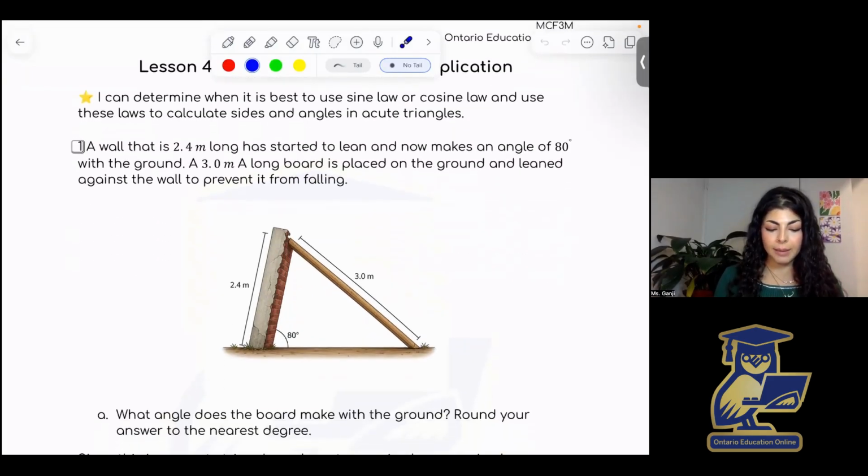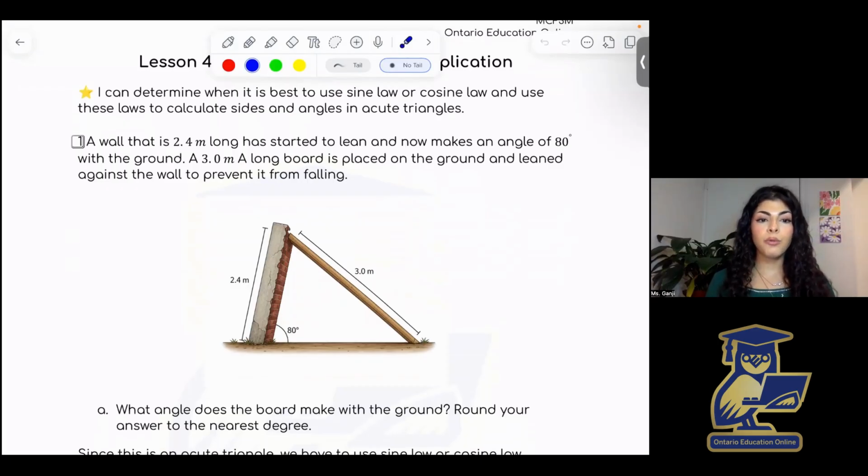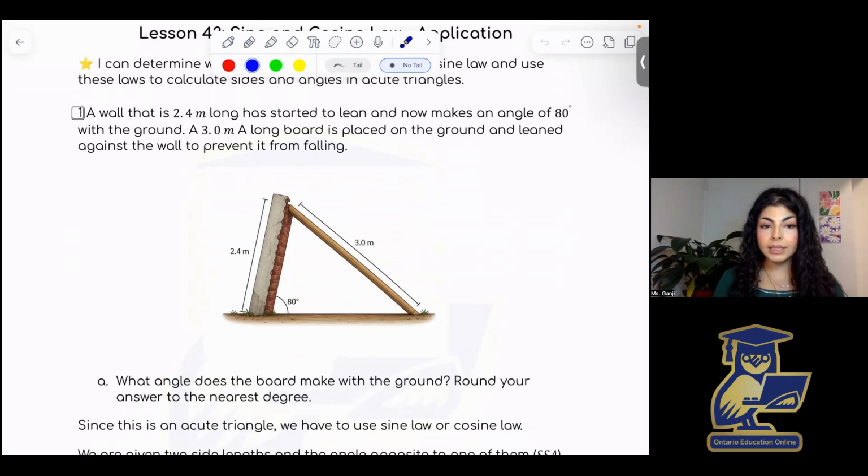So for the first example, a wall is 2.4 meters long and it has started to lean and now makes an angle of 80 degrees with the ground. A 3 meter long board is placed on the ground and leaned against the wall to prevent it from falling. And that's exactly what we see in this diagram here. We have our 2.4 meter wall. It is making an angle of 80 degrees, and we have this 3 meter long board that is helping keep this wall from standing up.